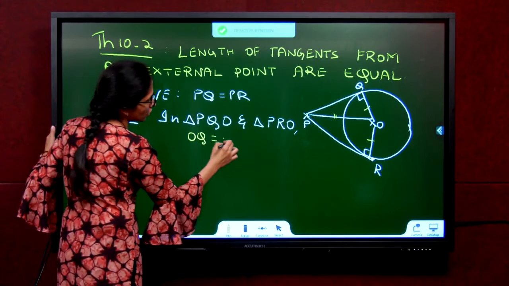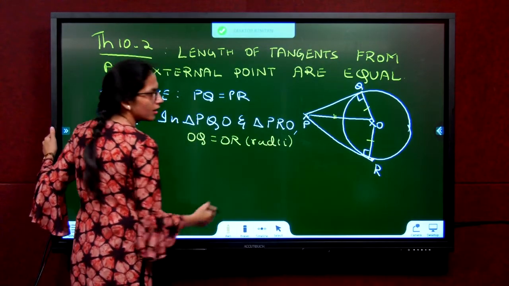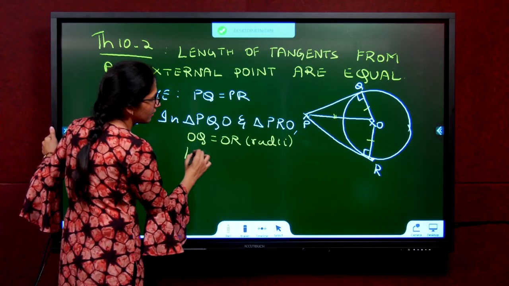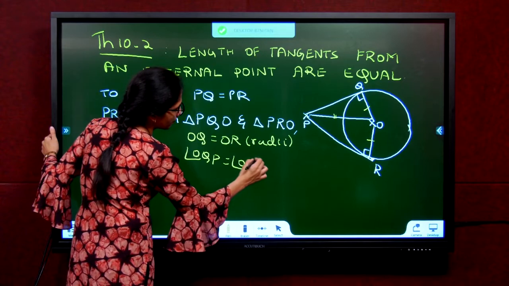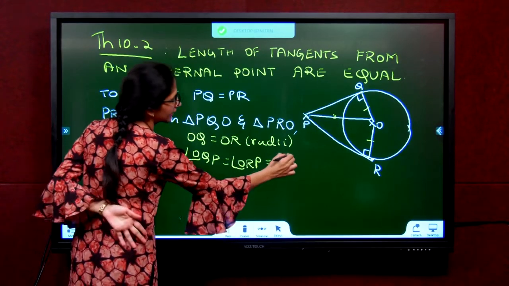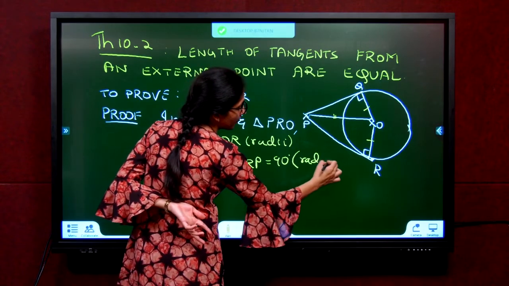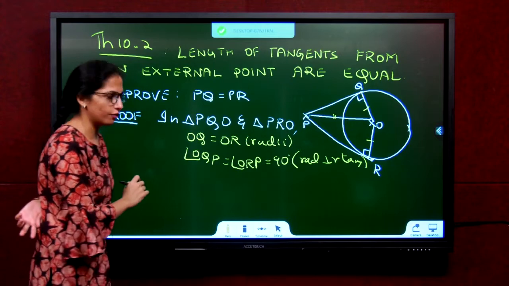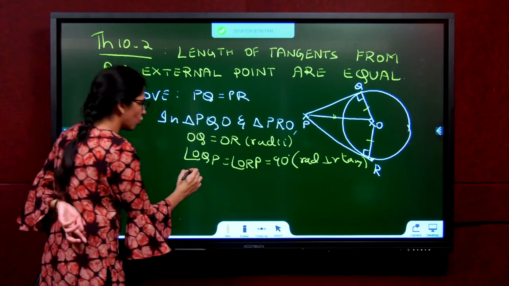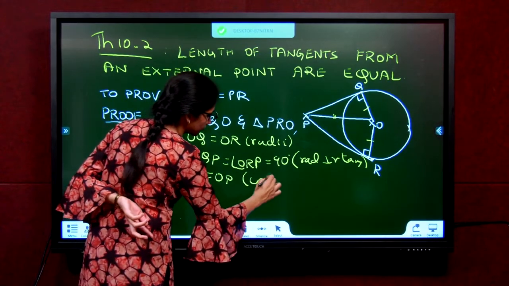Let's note it down. OQ equals OR because of radii. Next, angle OQP is equal to angle ORP equal to 90 degree. Why? Radius is perpendicular to tangent at the point of contact. You have to write in full. Next, OP equals OP, common.